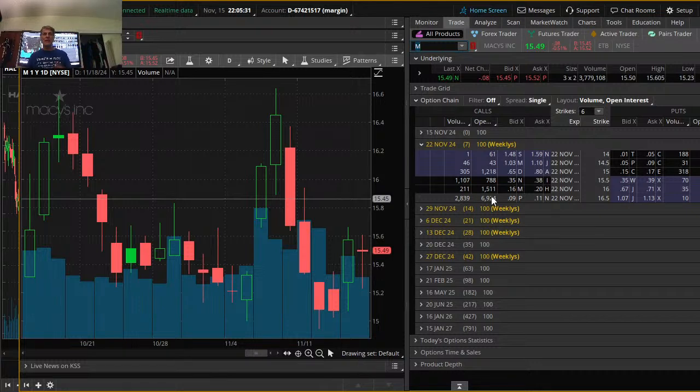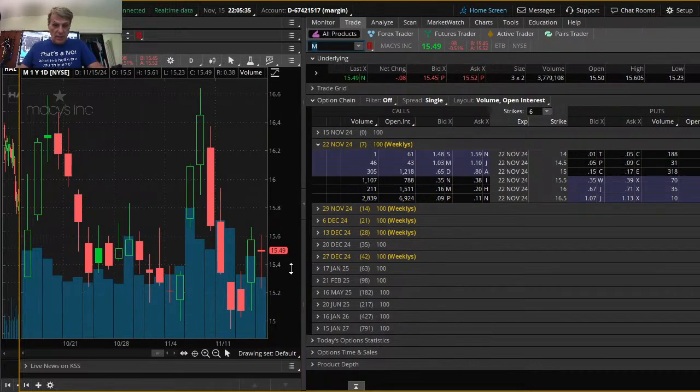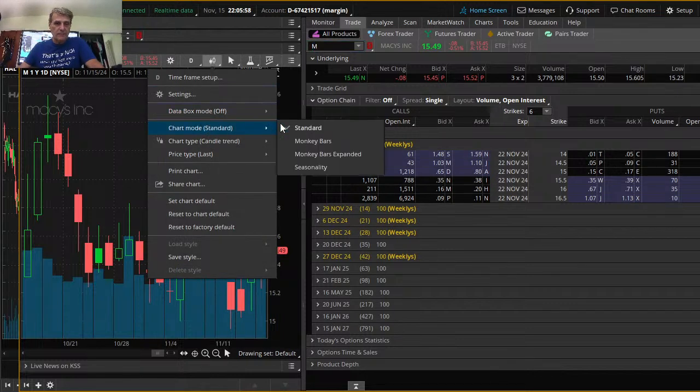I like Macy's. Macy's is consistently giving me a nice premium every year. 15.52. The 15.50s, they're going for 35. Now, if I bought it first thing Monday morning, 15.52, well, the 15.50s are going for 35 cents. That's 2%. Now, Macy's have been giving me a nice 1, 2, 3% all year long. Seasonality.